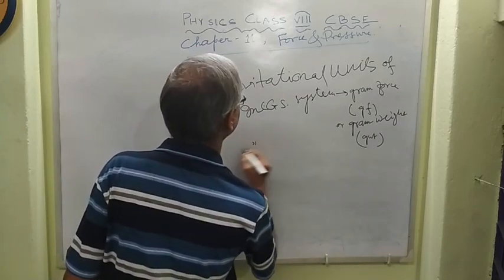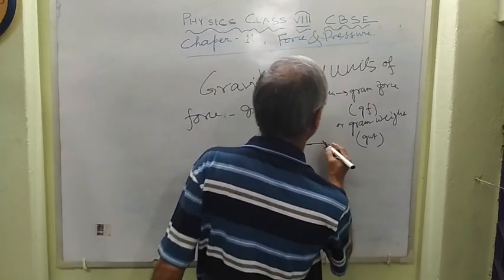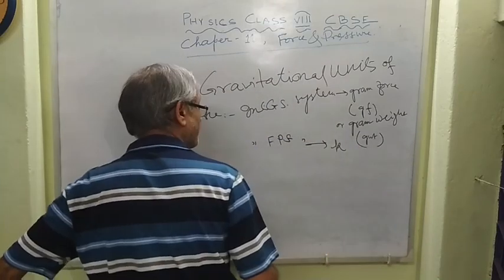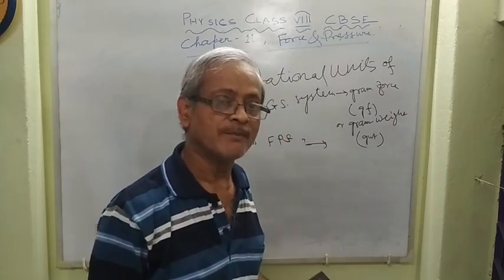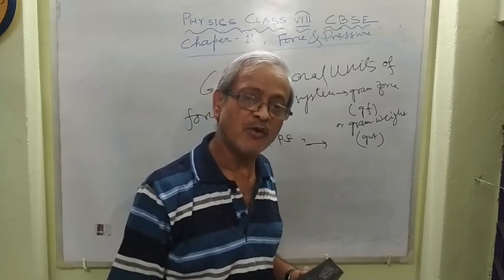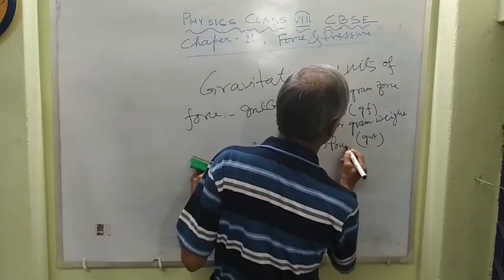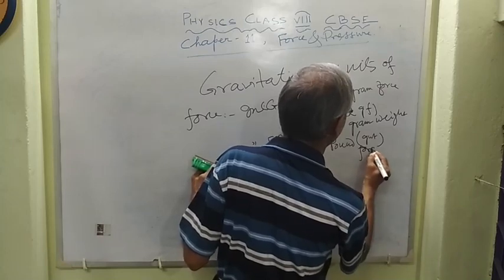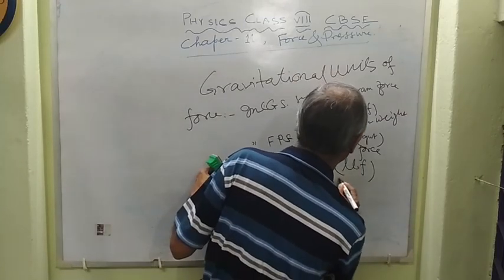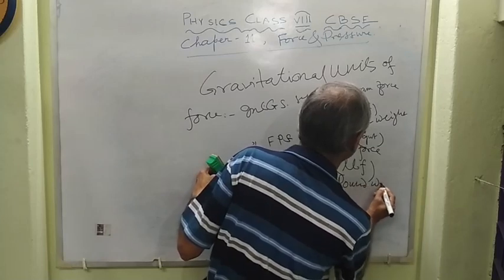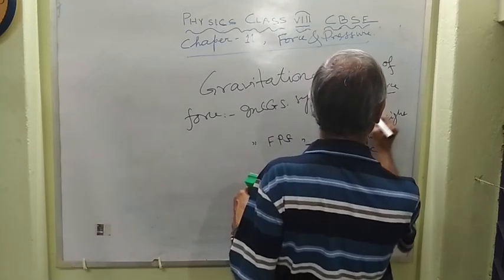In FPS system, it is kilogram. Sorry, it is pound force. Pound is the unit of mass. 1 pound equals 453 gram. Pound force is written as lbf or pound weight, or lb wt, but lbf is frequently used.